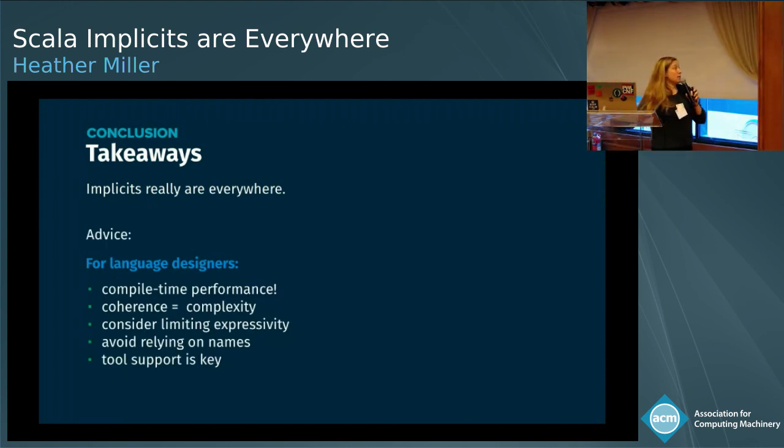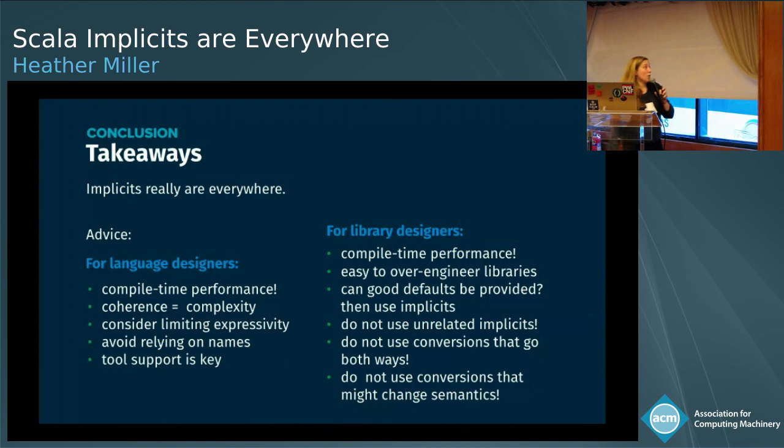So the takeaways here are, if you're a library designer or a language designer, things that you have to worry about if you consider using implicits in your language. Coherence is a problem that has affected a number of languages, so you might want to consider the complexity involved. Compile time and performance is important for both library designers and language designers. Tool support is really important. Expressivity, I think that implicits in Scala are a bit too expressive. That's why in Scala 3 they are being greatly limited.